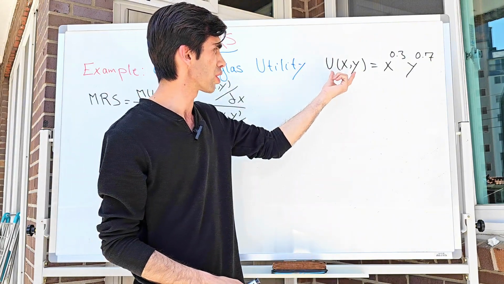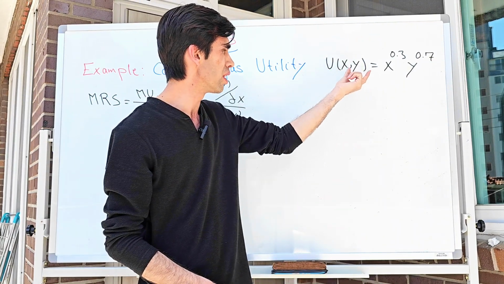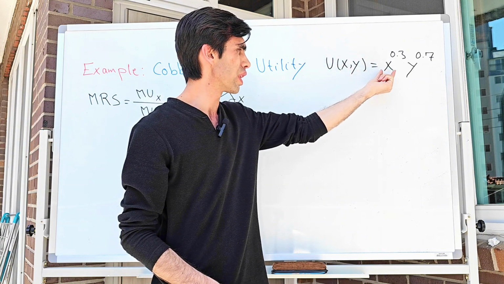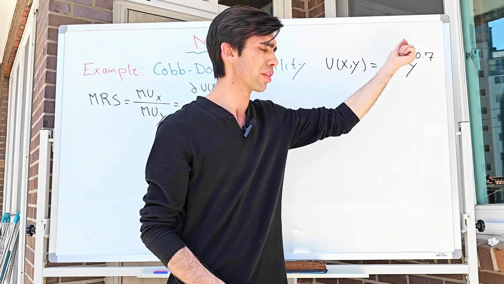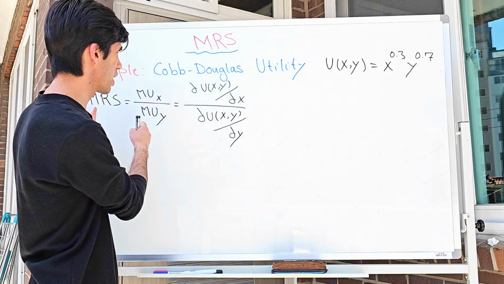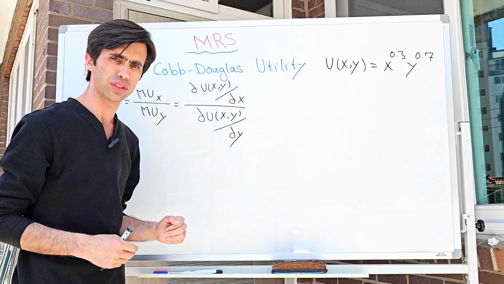Suppose we have a Cobb-Douglas utility function u of x, y, which is equal to x to the power of 0.3, y to the power of 0.7. What will be the marginal rate of substitution for this Cobb-Douglas utility function?